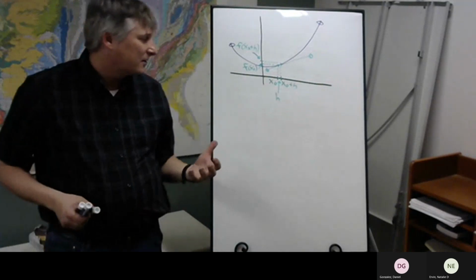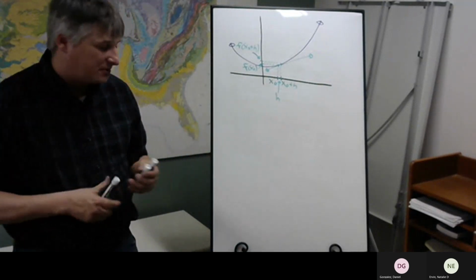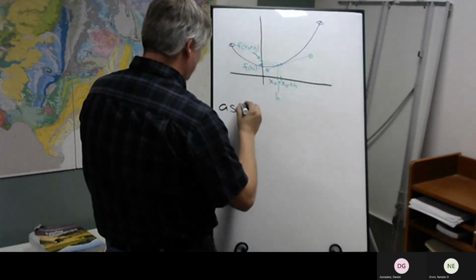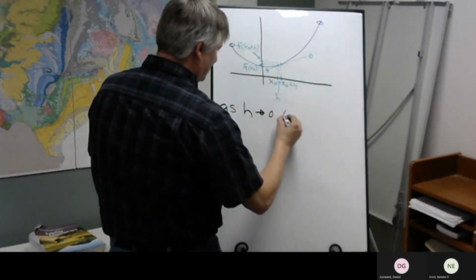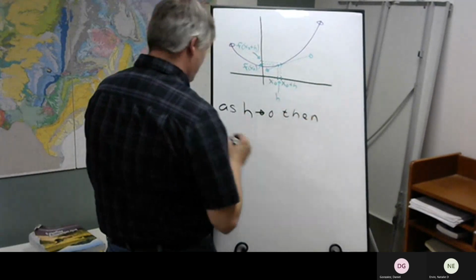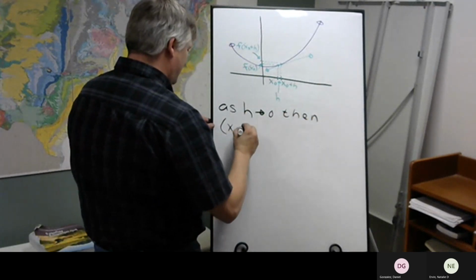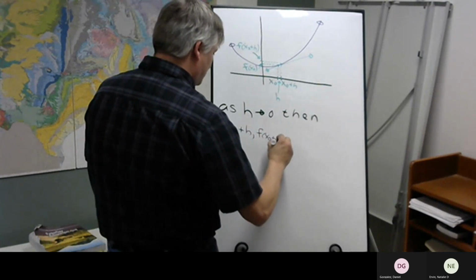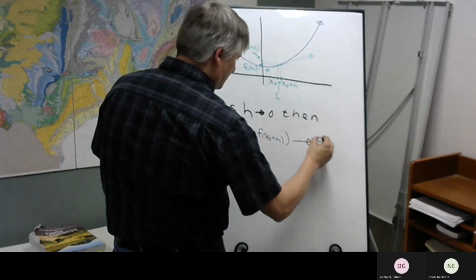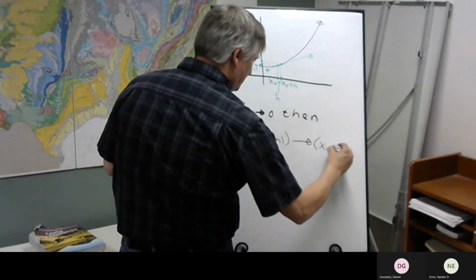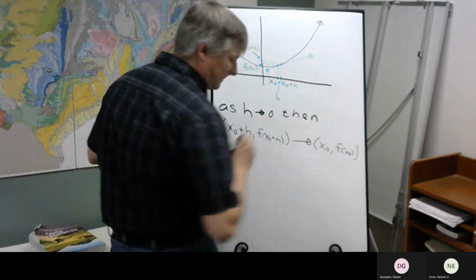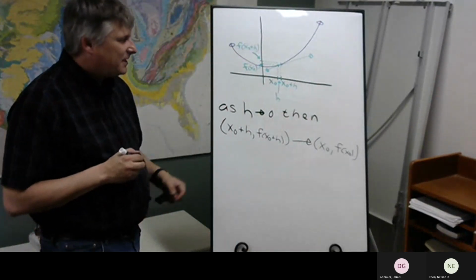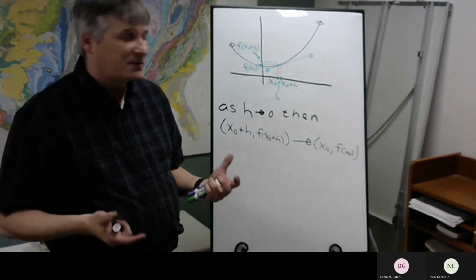So what's happening here is basically, as h goes to 0, then x0 plus h, f of x0 plus h goes to x0, f of x0. So these 2 points are basically going to become the same point.